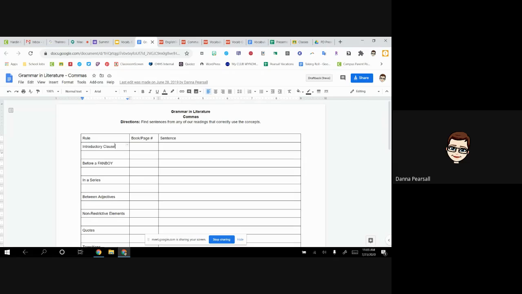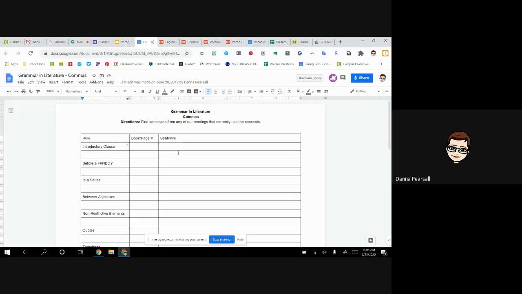And again, on this one, yes, it's kind of like stating the name of the role, like introductory clause, in a series, between adjectives, that kind of non-restrictive elements. If you say non-restrictive elements, most people, especially students, aren't going to know what that means. But you just use those terms to reference what you're talking about in the moment, and they don't really have to remember that long term.